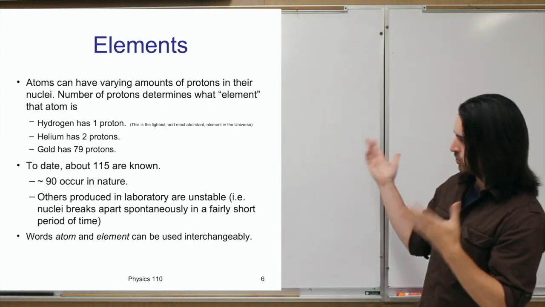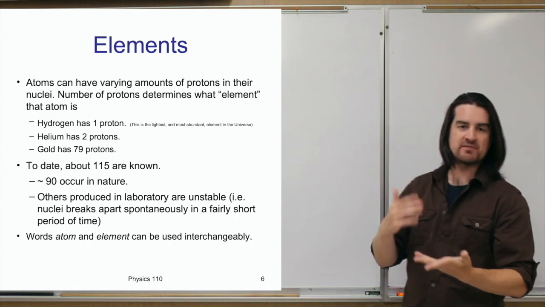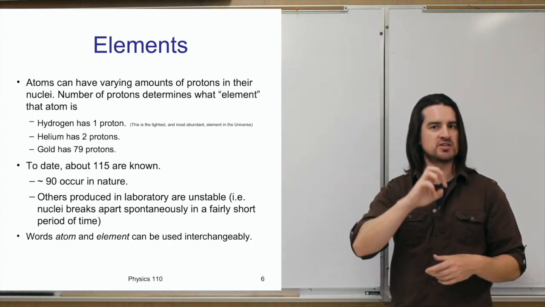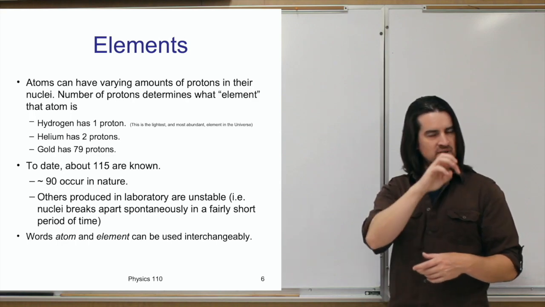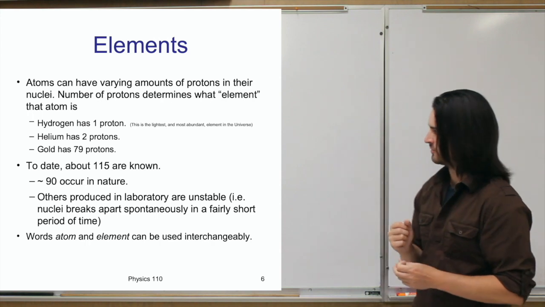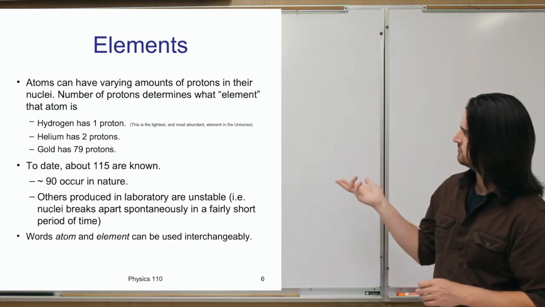And one other example, gold, if you didn't know, has 79 protons. So as long as you have an atom and it has 79 protons in the nucleus, again, no matter what else is going on with that atom, it's a gold atom. That's the gold element. So just some other points.